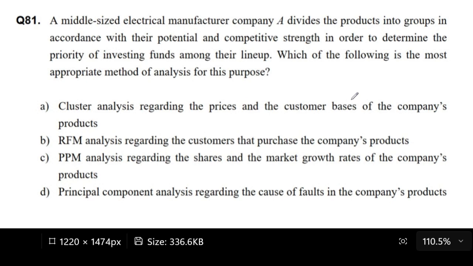Question number 81 of the IT Fast exam from PhilNITS. We are now in the strategy portion of the exam.